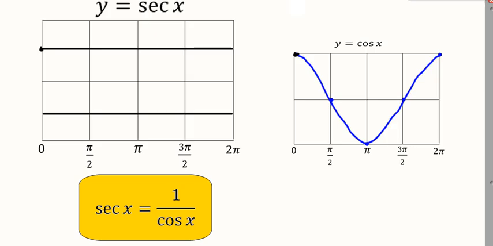So again, at 0, cosine x is 1, and 1 divided by 1 is 1. So there's my point. Pi over 2, cosine is 0. 1 divided by 0 is not possible, so I have an asymptote. At pi, cosine is -1. 1 divided by -1 is -1. So I need to put a point at -1. So again, this is 1, 0, -1. This is 0. 1 divided by 0 is an asymptote. And then 1 divided by 1 is 1. So again, dot, asymptote, dot, asymptote, dot.